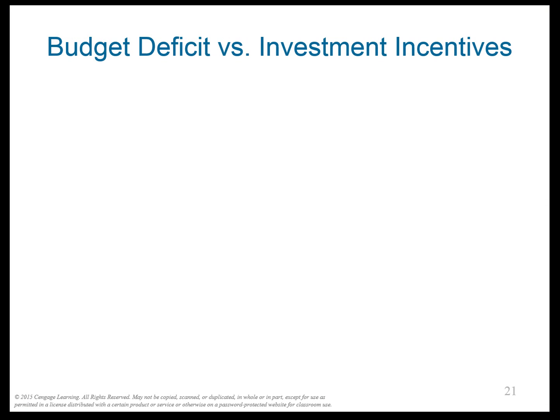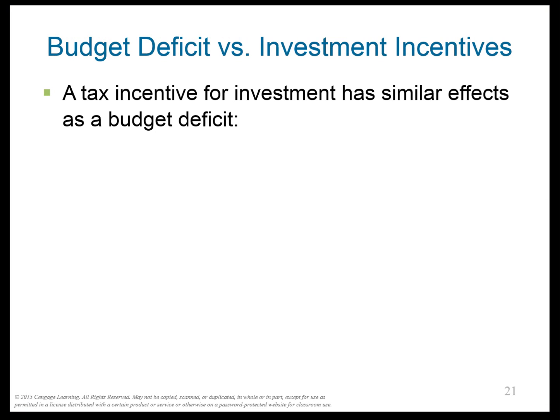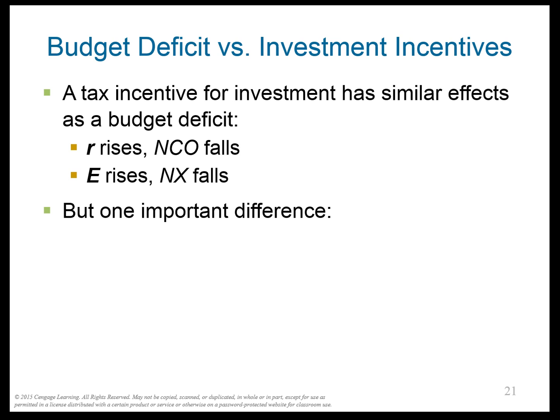Okay, so you'll notice that the tax incentive for investment, the one we did just now, which was the second time we did it, looks really similar to the budget deficit, right? The real interest rate rises, net capital outflow falls. The real exchange rate rises, net exports falls. But there's a big difference, right?